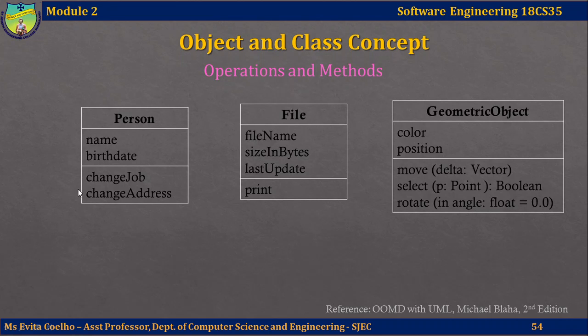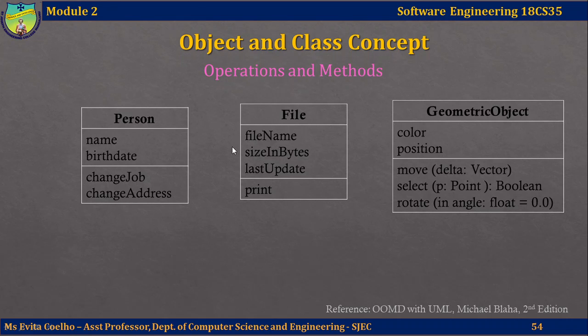You can see now I have created a third compartment for this class diagram, and this indicates the operations. A person can change job or change address. Again, you can list many more operations the person can perform, but I have listed just 2.